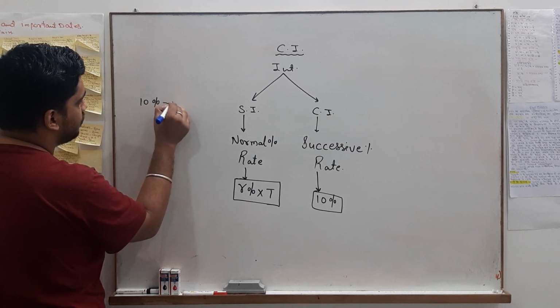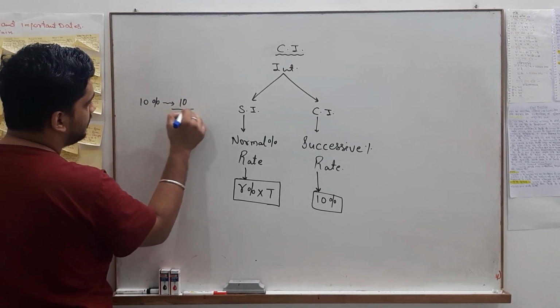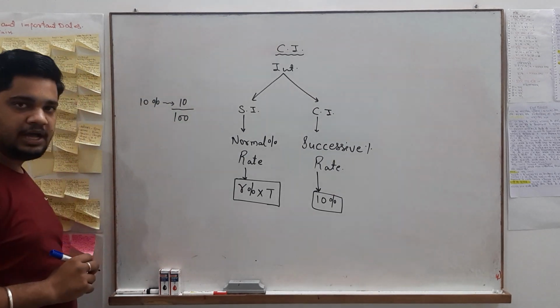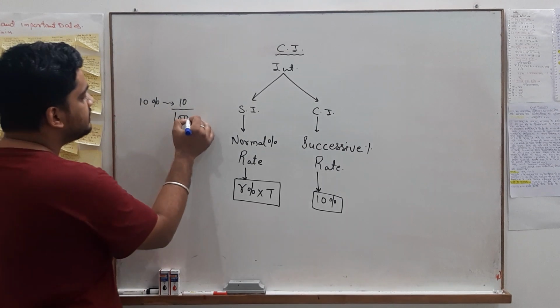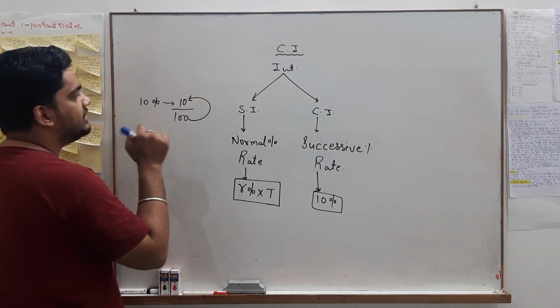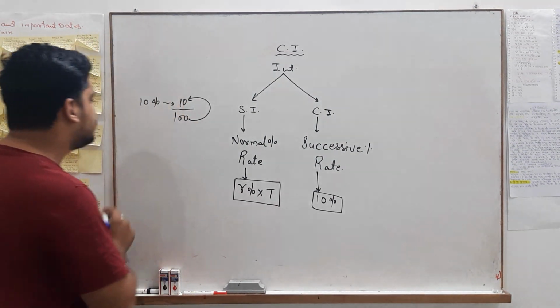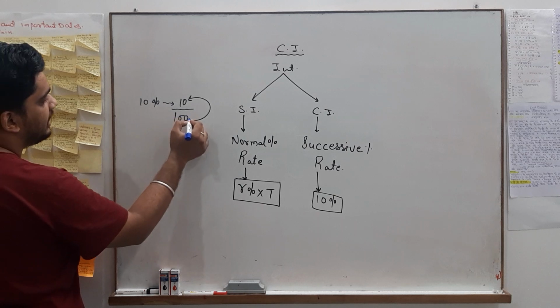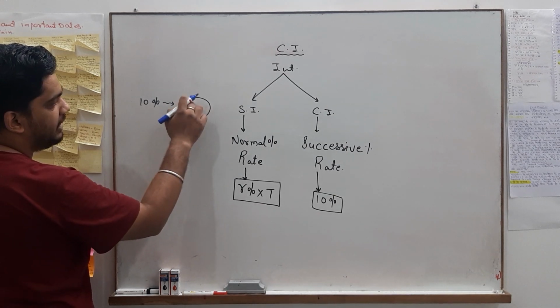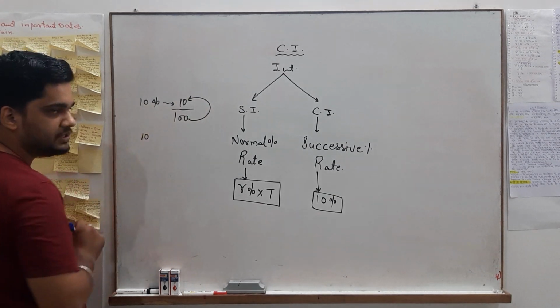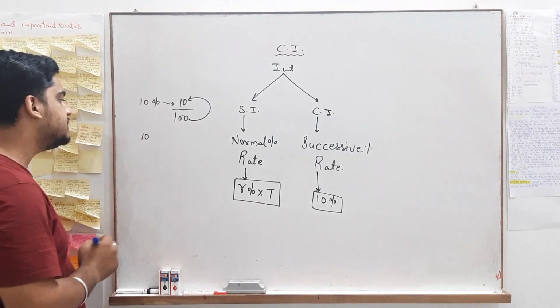10% is equal to 10 upon 100, right? So it means 10 rupees is the interest on every 100 rupees. So now we can say that in the first year the interest will be 10 rupees.